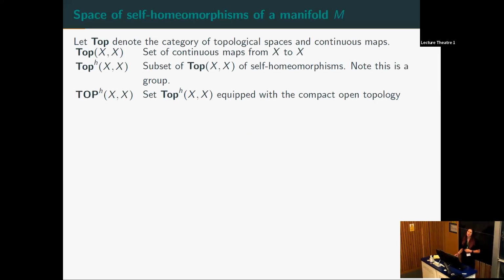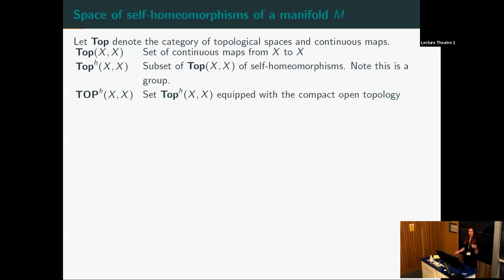First I'm going to need to introduce some notation. I'm using this bold-faced Top to mean the category of topological spaces and continuous maps between them, which of course means that if I write Top(X, X), this is the set of all continuous maps from X to X. Then I'm going to decorate this with a superscript h to mean I'm restricting to homeomorphisms, which then is a group. And then I'm going to capitalize this to mean I'm thinking of this set as a space where I've given it the compact open topology.